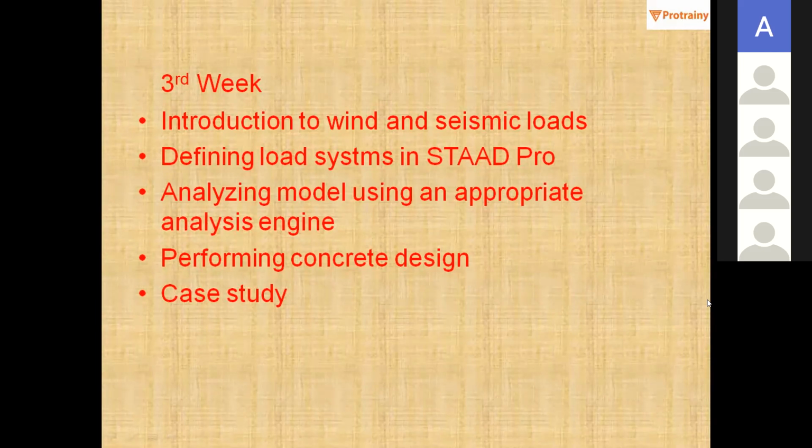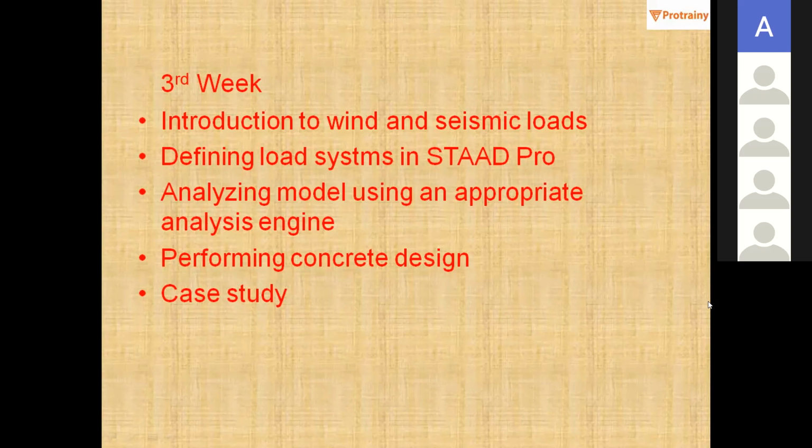Suppose you are establishing a laboratory, and you need to put a specific machine which is going to produce a certain amount of vibration. You are going to apply these loads on this structure in order to get your answers. Application of loads, analysis, and design, all this will be covered in the last week.